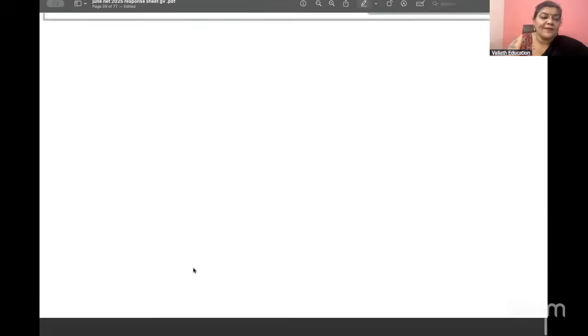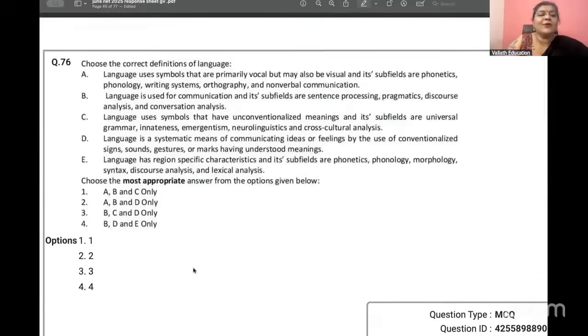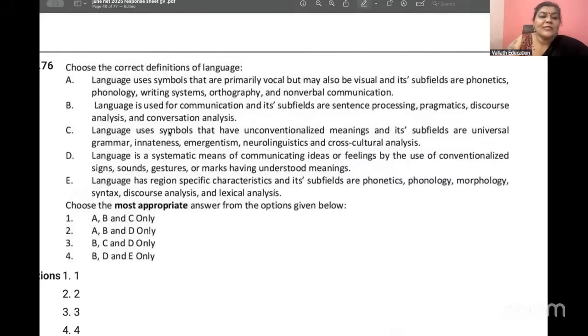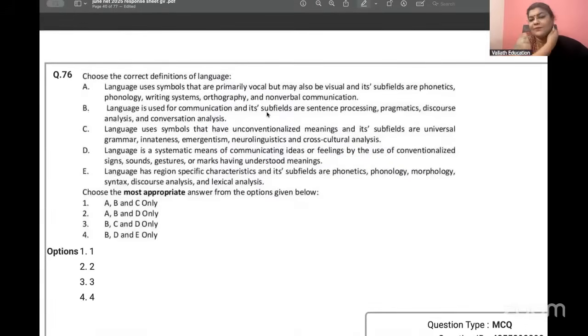Okay. Going to 76. Show me one difficult question, friends. It is coming, you'll think. I will show you. Language uses symbols that are primarily vocal, but may be visual. Okay. And its subfields are phonetics, phonology, and so on. Non-verbal communication. A, you put correct and then a question mark. Maybe. Language is used for communication and its subfields are sentence processing, pragmatics, discourse analysis. Maybe. Looks like right. Language uses symbols that have unconventionalized meanings.